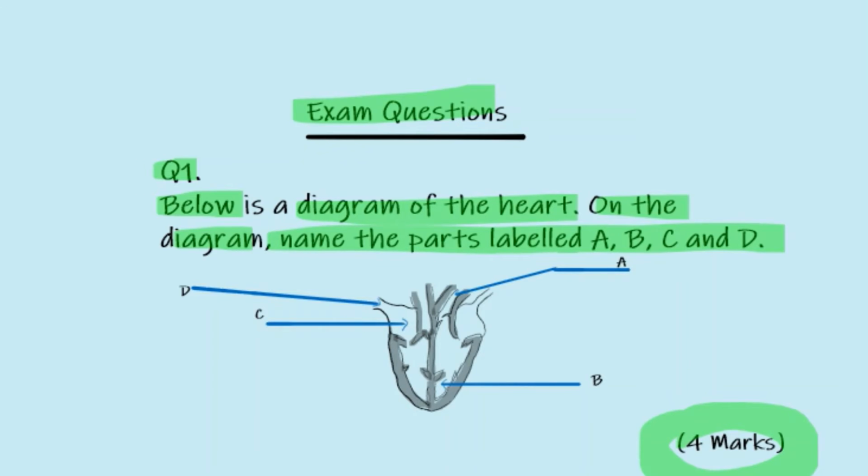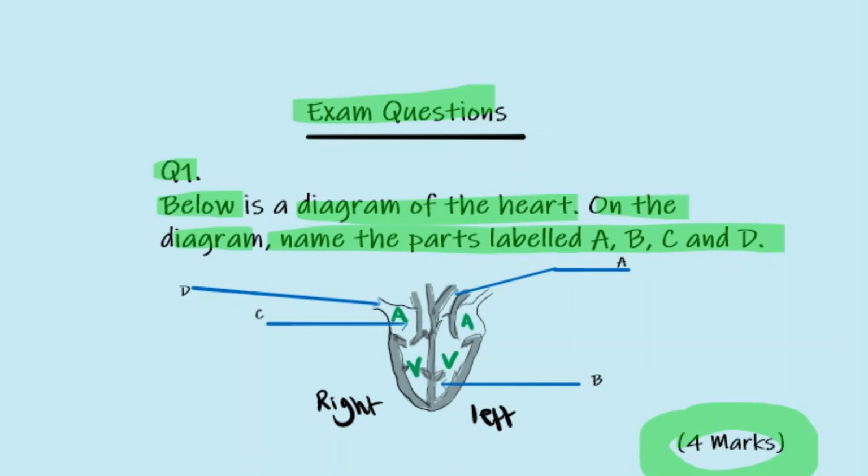Let's have a look at the different sections on the heart first. So here we have the atriums, we have at the bottom the ventricles. Next, let's identify the sides. This is the right side and this is the left side.